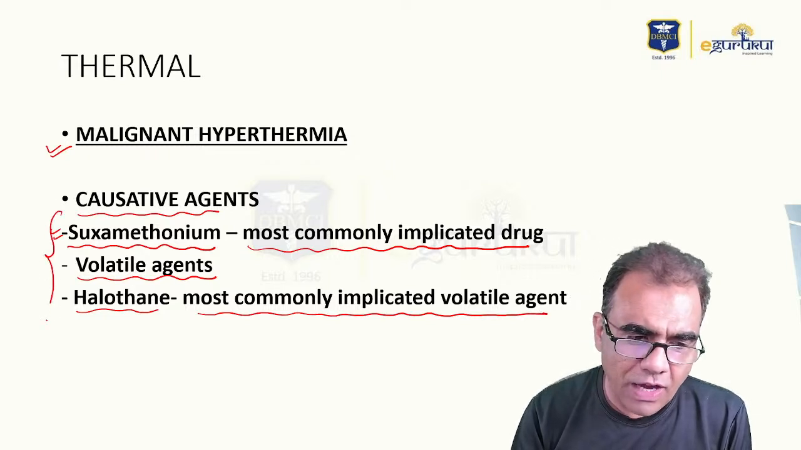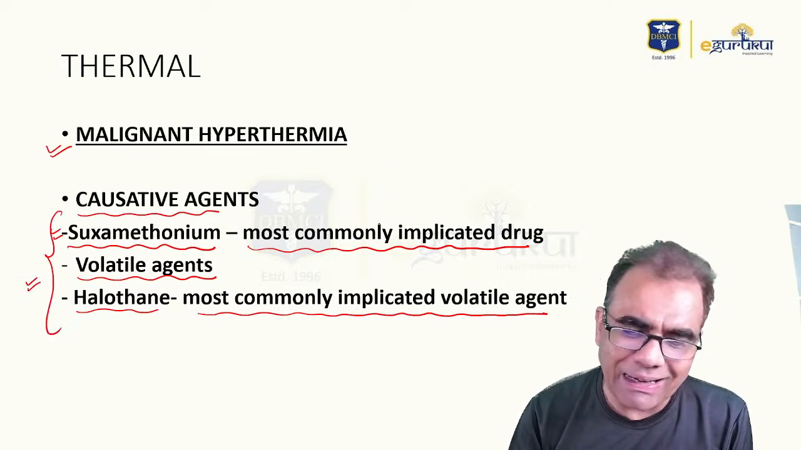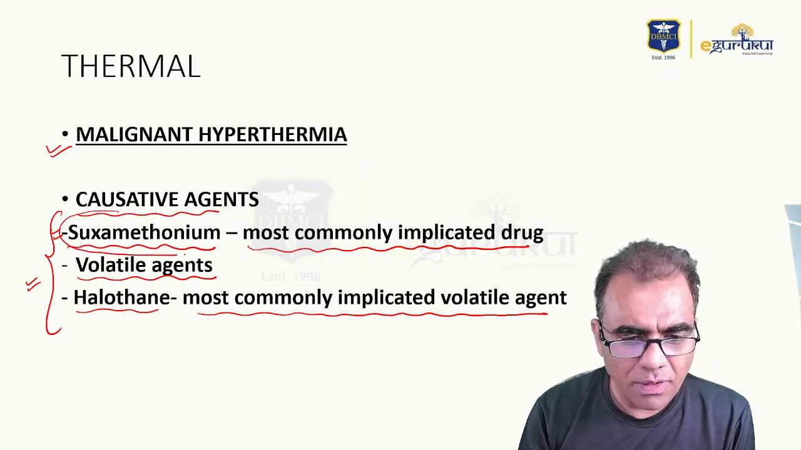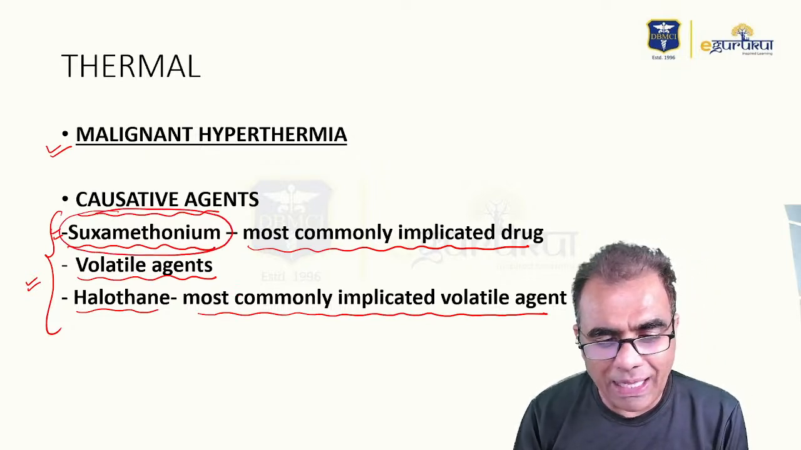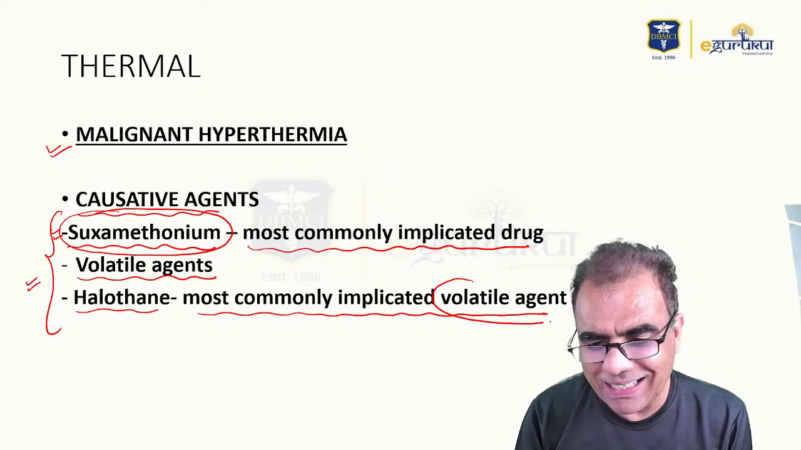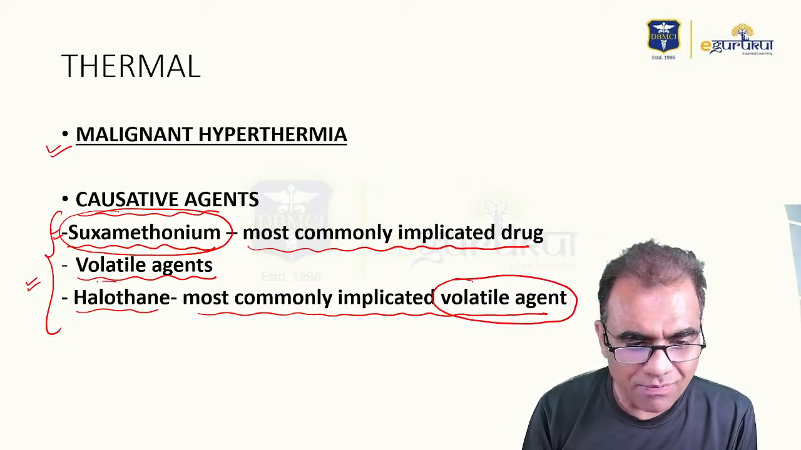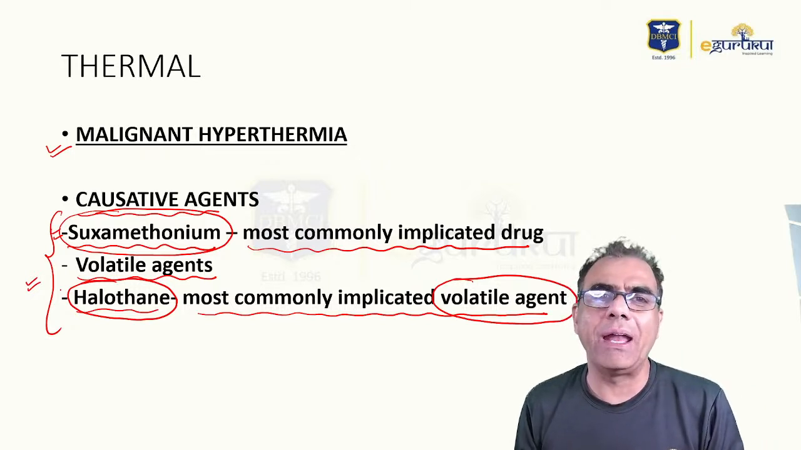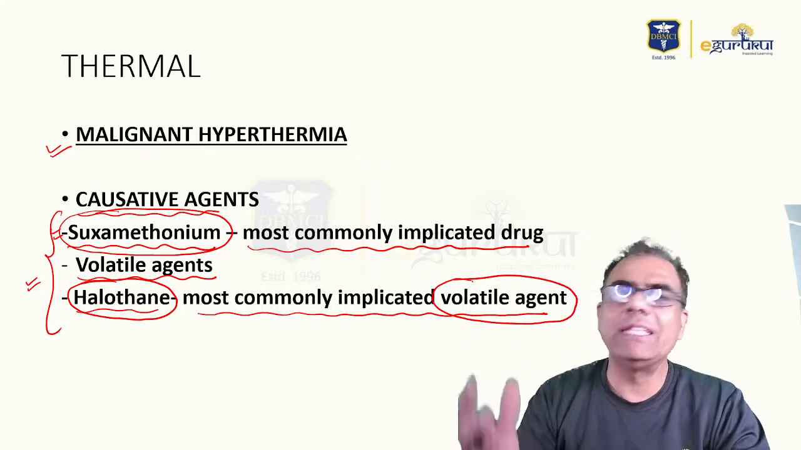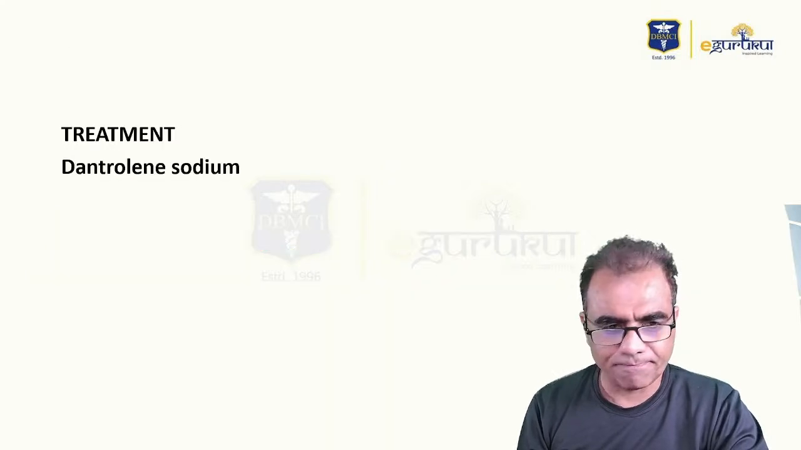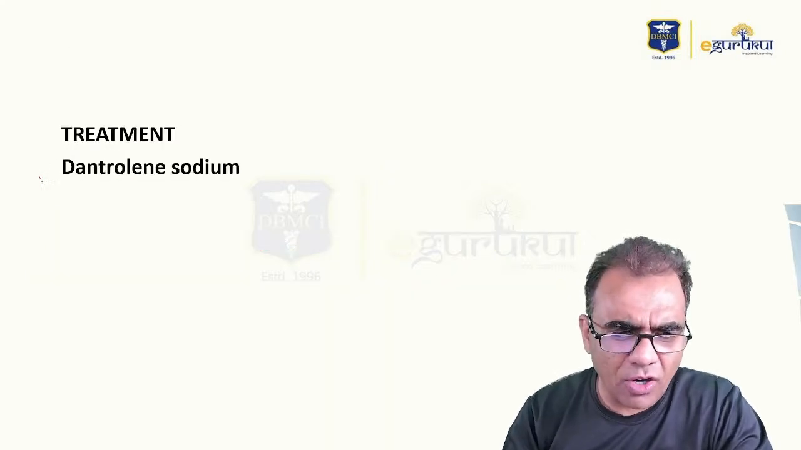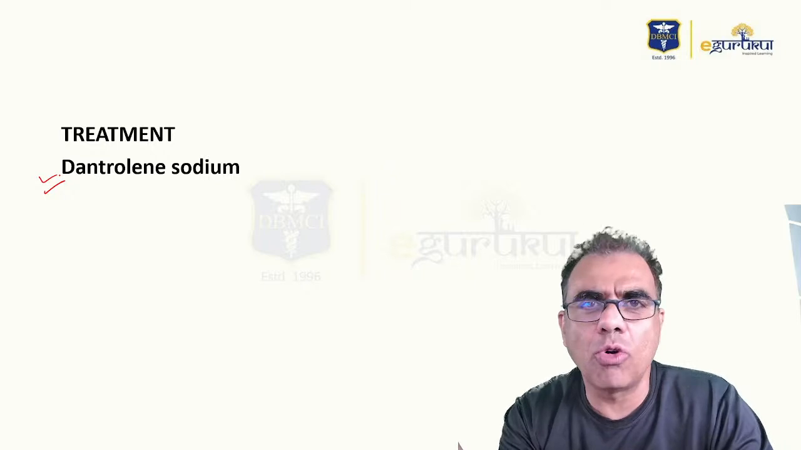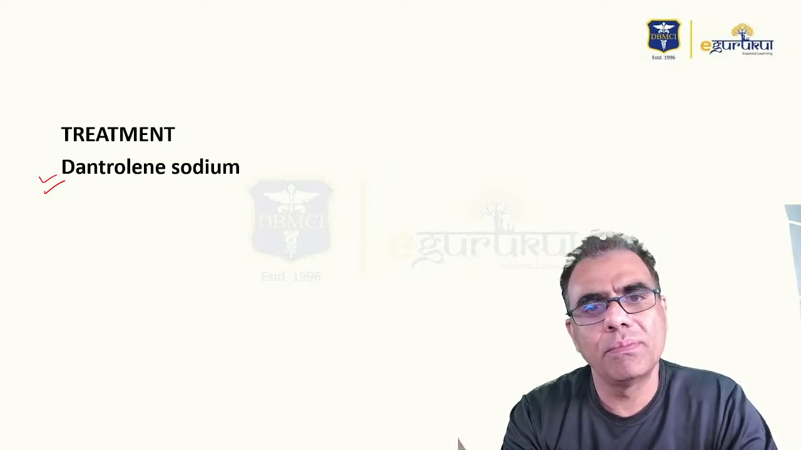Fine. So if they ask you the most commonly implicated drug, it is suxamethonium. But if they ask you the most commonly implicated volatile agent, then it is halothane. So sometimes very trickily they ask this question and you may end up giving the wrong answer in spite of knowing the answer. And the treatment of malignant hyperthermia you all know is dantrolene sodium.